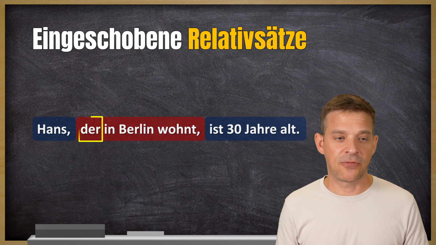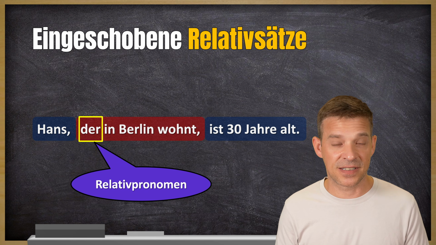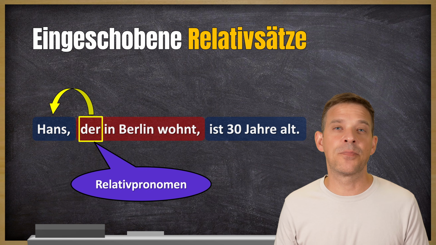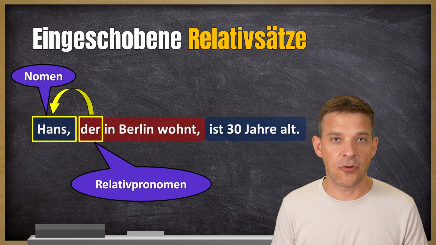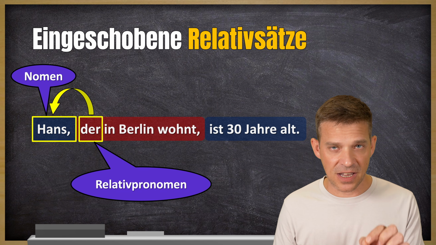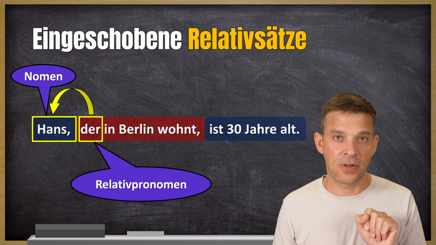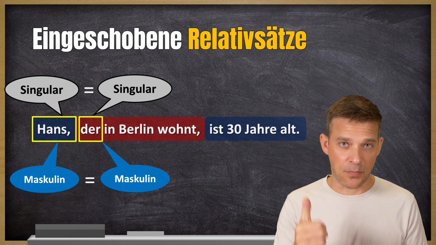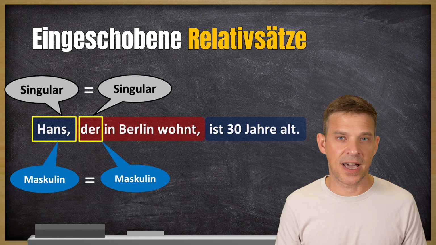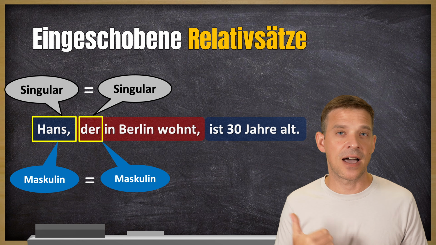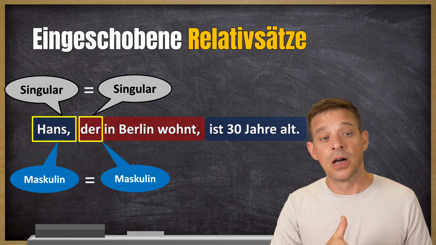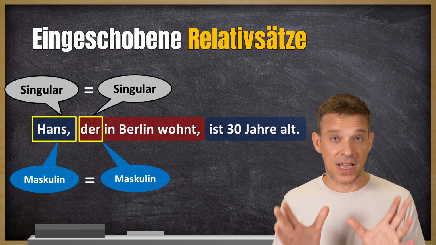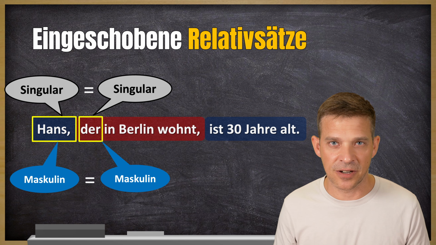Let's take the sentence we had before. Hans, der in Berlin wohnt, ist 30 Jahre alt. This der in this relative sentence is das Relativpronomen. And this always refers back to the noun mentioned before, which is Hans here. So the relative pronoun refers back to the noun before. Important, the relative pronoun has to match the person and the gender of the noun it describes in more detail. So here we have Hans, which is masculine, it's a dude, plus singular. Therefore, the relative pronoun also has to match it, has to be masculine and singular.